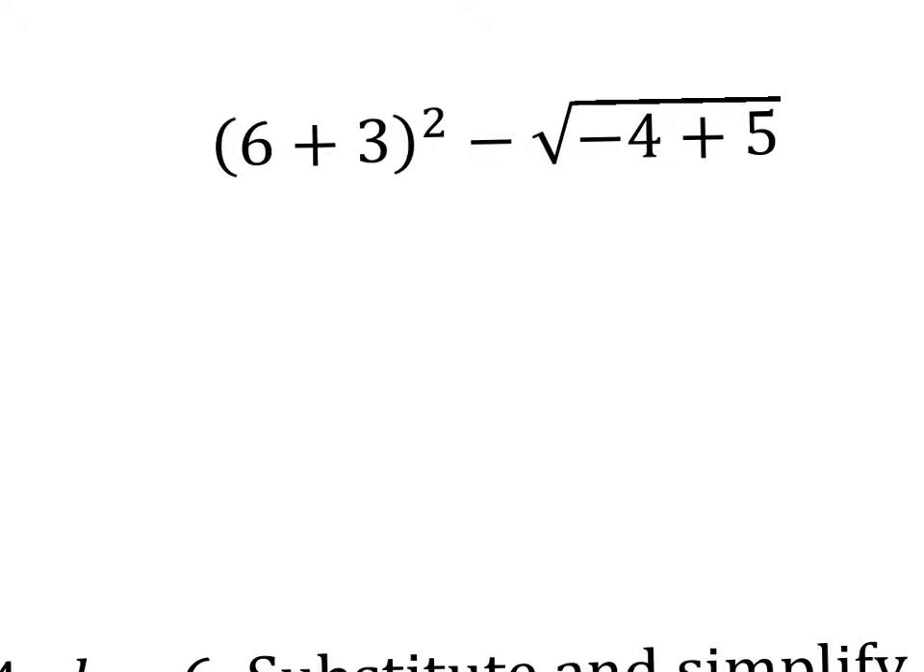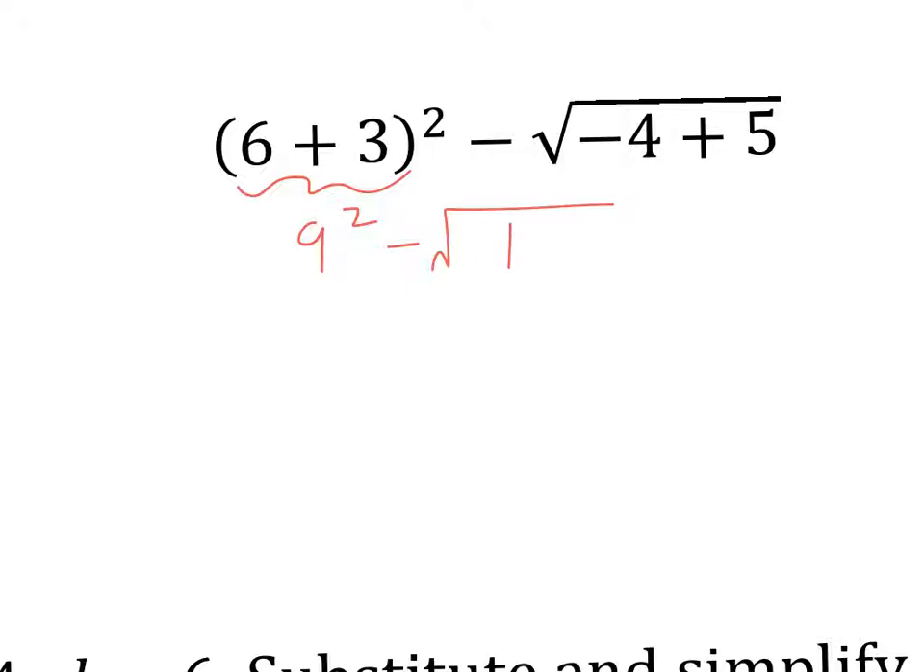Okay, here we have a couple grouping symbols. So we'll do those first. So we'll do our parentheses, 6 plus 3. That gives us 9. And then we're going to end up squaring that. And then we'll take that minus the square root of -4 plus 5. Well, -4 plus 5 is 1, so we have the square root of 1.